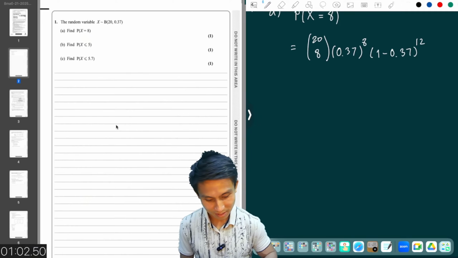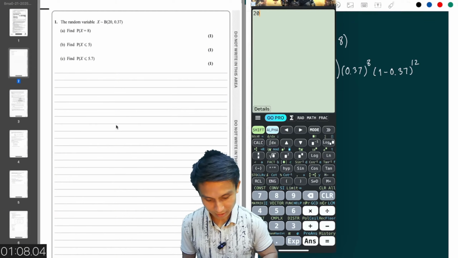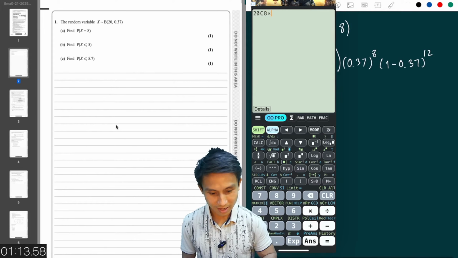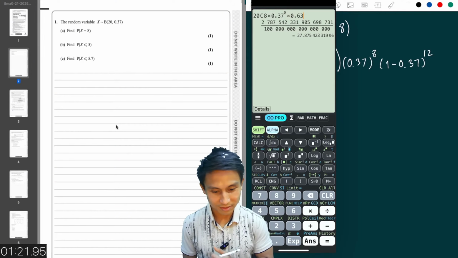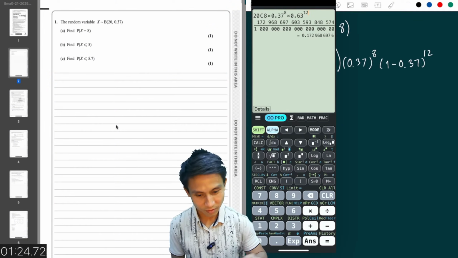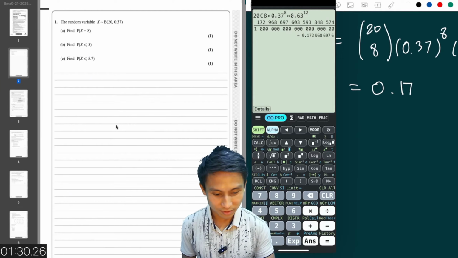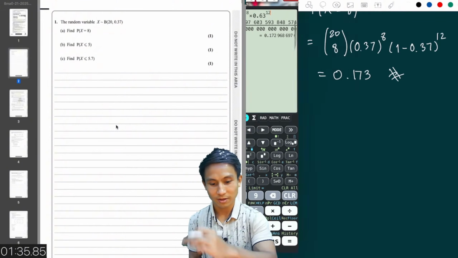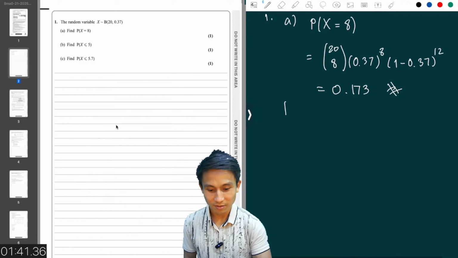Just going to use a calculator for that. So it's 20C8 times 0.37 to the power of 8, and then times 0.63 to the power of 12. Right, so that's the answer there, 0.172. Let's do 3 decimal places, or 3 significant figures in this case, same thing. All right, so that's the answer to the first part. Let me just double check. Yeah, that's fine.